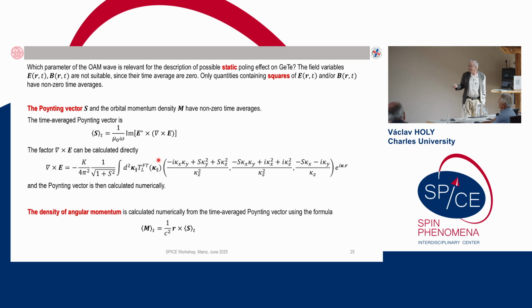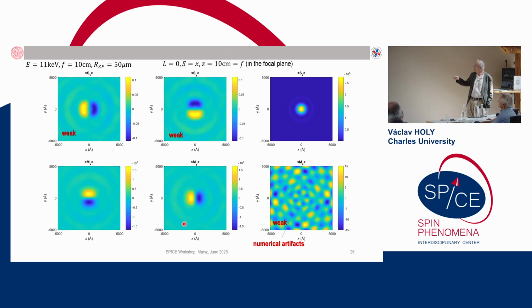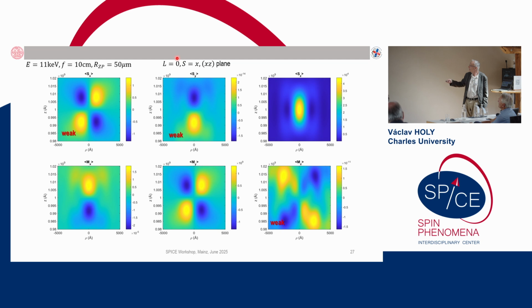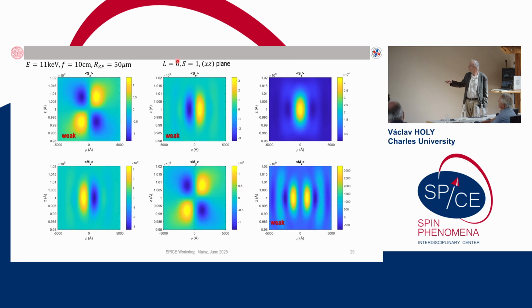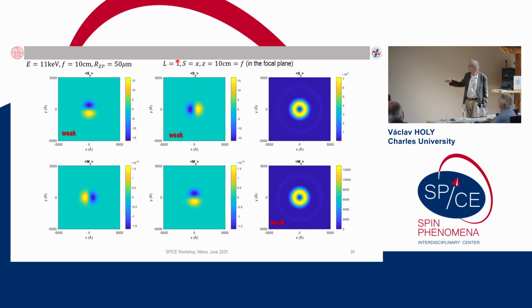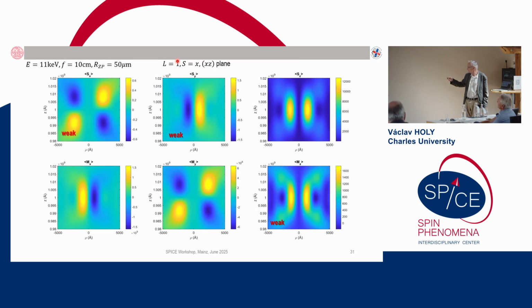Another second order quantity which has no zero mean is the density of angular momentum, which is simply, as Konstantin showed in his beautiful talk, R times Poynting vector. And I calculated again the Poynting vector and the density of angular momentum in the XY plane for non-OAM, the XZ plane for non-OAM, and the XY plane non-OAM but circularly polarized. This is with OAM.